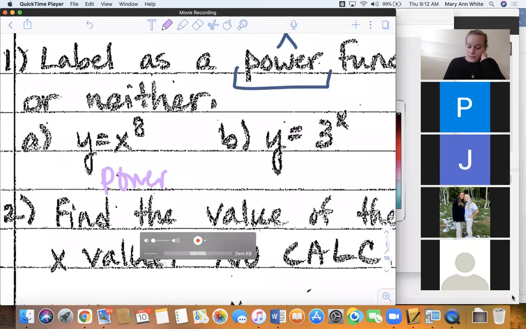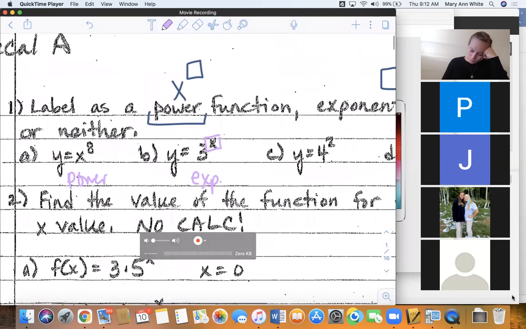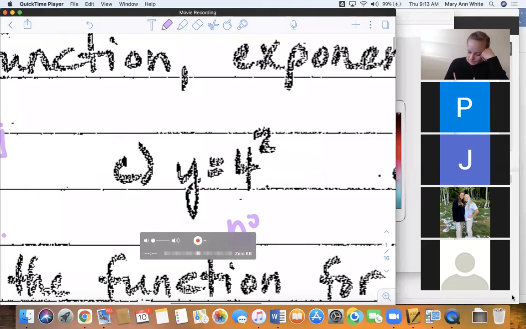Letter B, y equals 3 raised to the x. Well, that's an exponential function because x is my exponent. Letter C is y equals 4 squared. Well, where's my x? There's no x involved, so this is a neither.